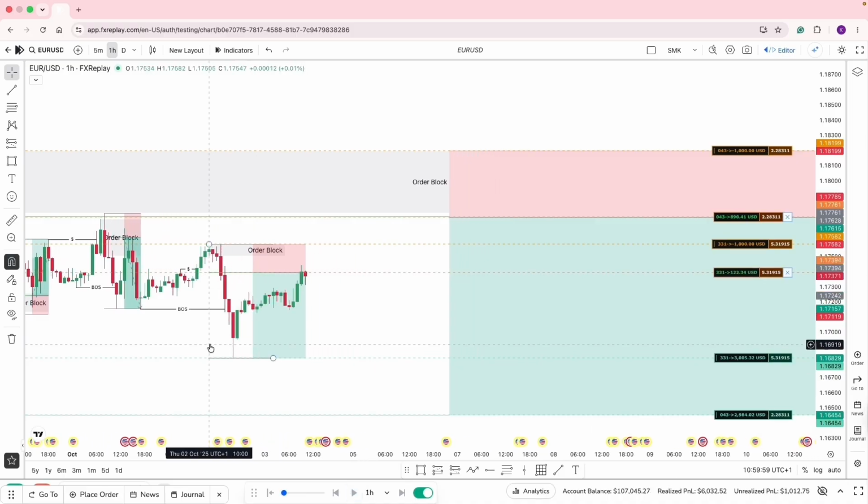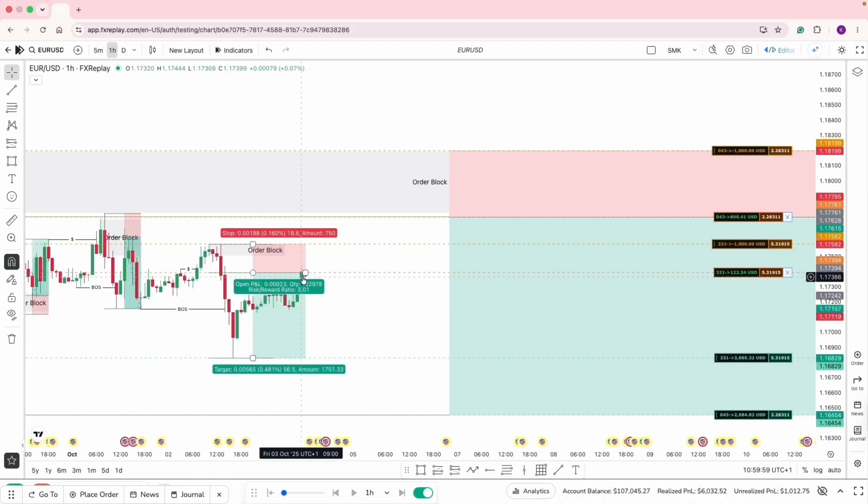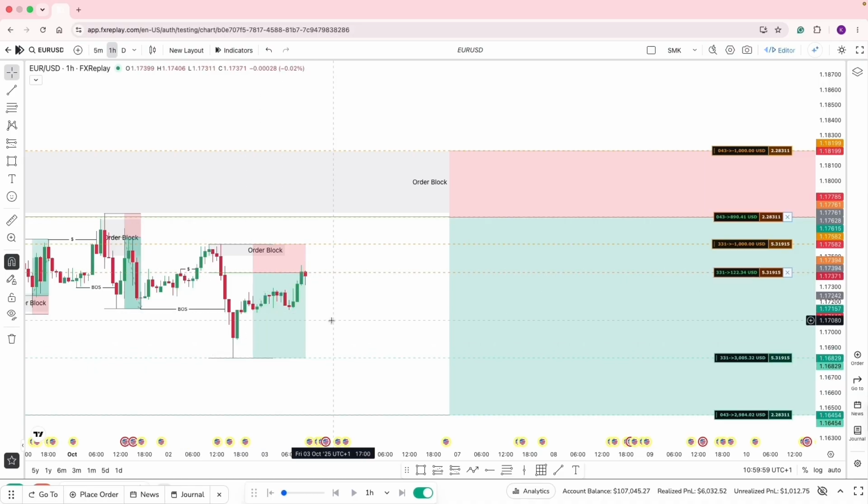Okay, so as you can see, we've been tapped in. So now this is our third trade and we've still got the daily trade running. So now let's play price forward and see what happens.